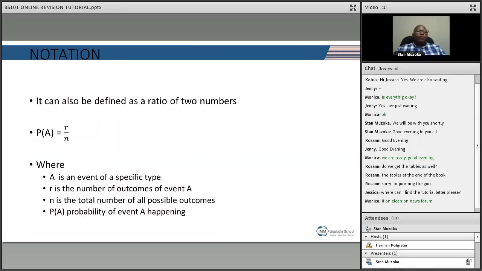And what is the notation? We can also define this as a ratio of 2 numbers. The probability of event A is equal to R over N. What does that mean? A is the event of a specific type. R is the number of outcomes of event A. N is the total number of all possible outcomes. Probability of A is the probability of event A happening.